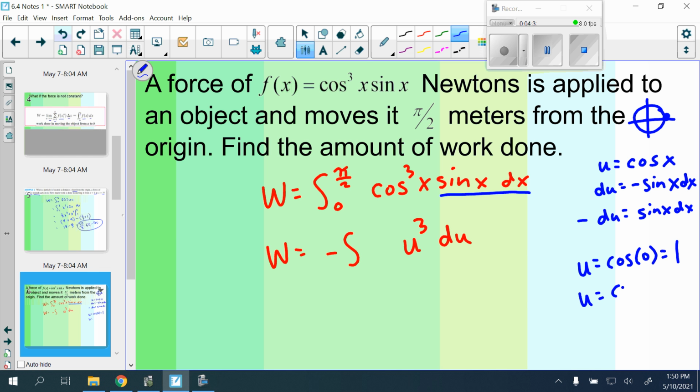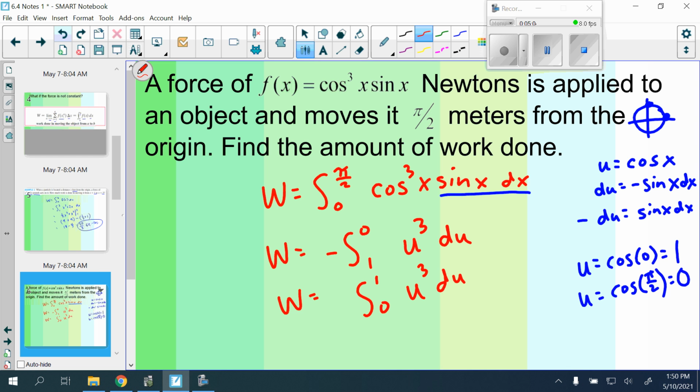If we do cosine of our other limit, pi over 2, that's at 90 degrees. That's our x value there. That should be 0. So our limits would change from 1 to 0. Looks like now that we had switched those, they're out of order. I'm going to flip those back, which should change the negative to positive. So now we no longer have that negative out in front.